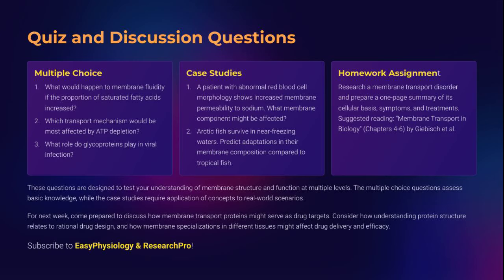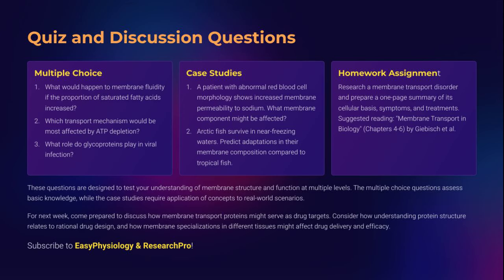Case 1. A patient has abnormal red blood cells with increased sodium permeability. What membrane component might be affected? Answer. Integral membrane proteins, especially ion channels or sodium pumps, might be dysfunctional.